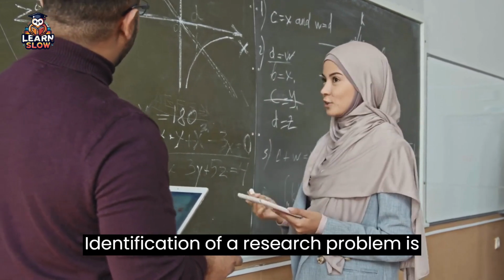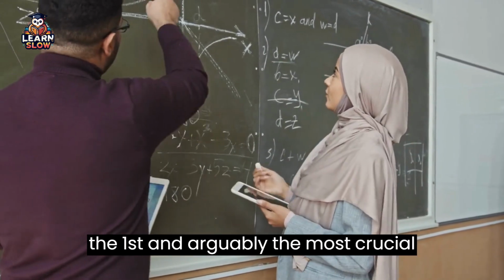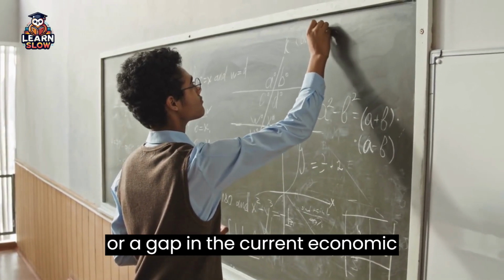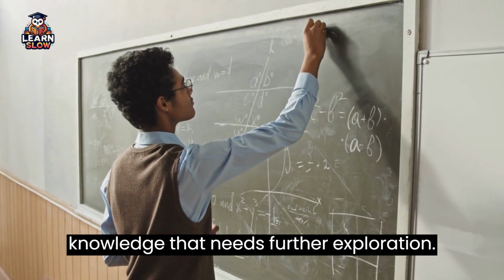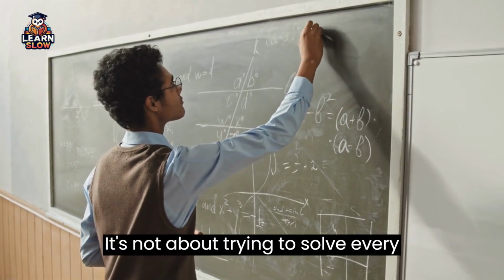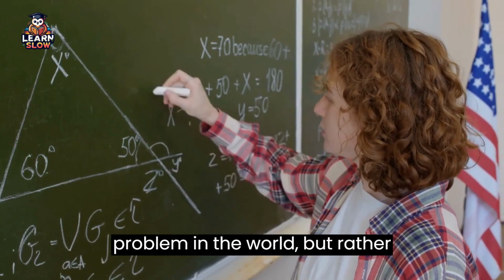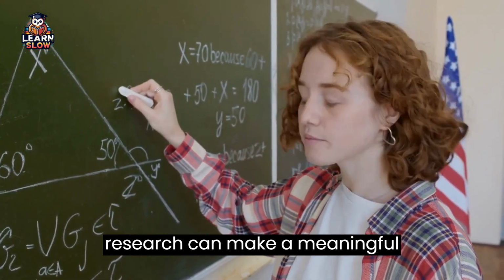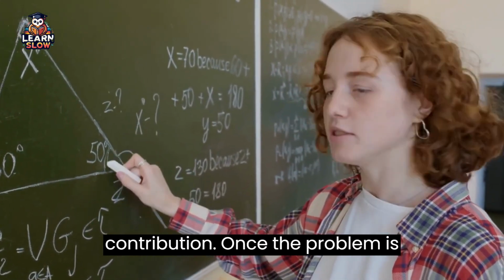Identification of a research problem is the first and arguably the most crucial step. It involves recognizing an issue or a gap in the current economic knowledge that needs further exploration. It's not about trying to solve every problem in the world, but rather identifying a specific area where your research can make a meaningful contribution.